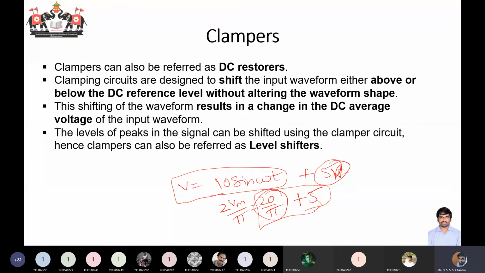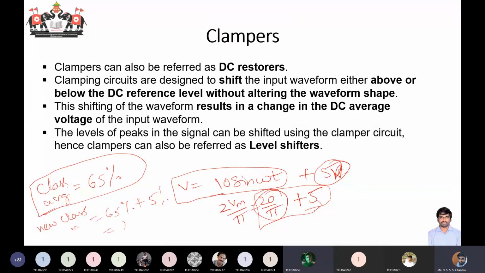So for example, let us say that your class average mark is 65%. Now, if I say that I am going to give five marks to every person in the class, what will be the new class average? If I award an extra 5% marks to every person, then the new class average will be 65% plus 5%, that is 70%.